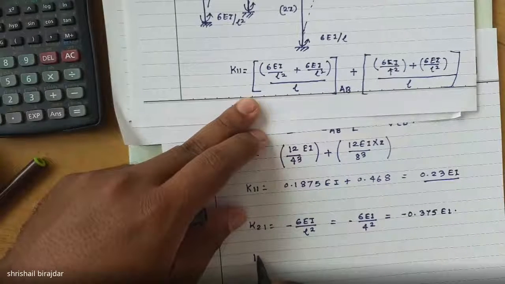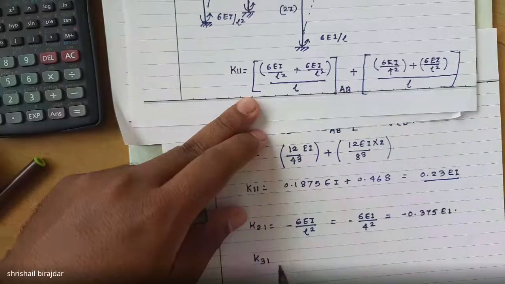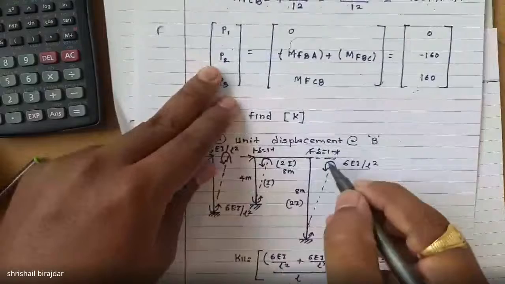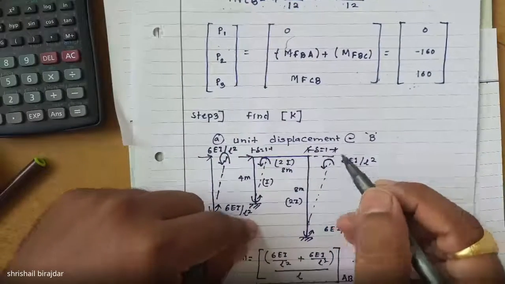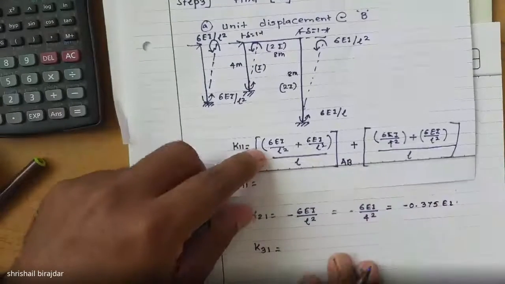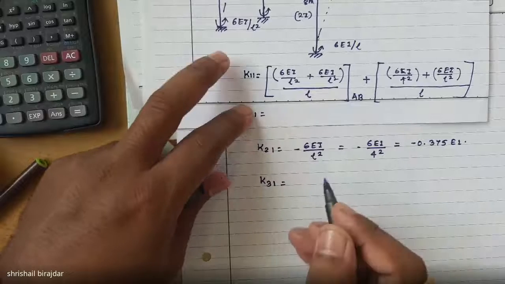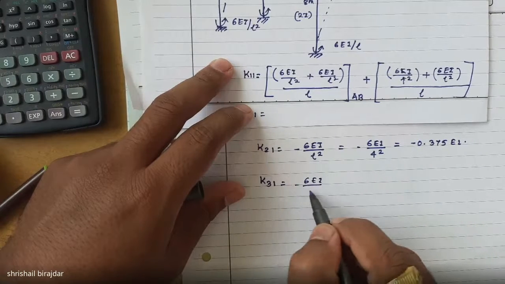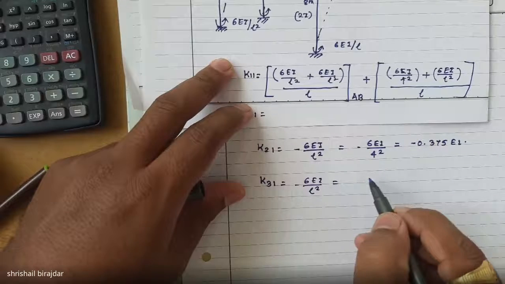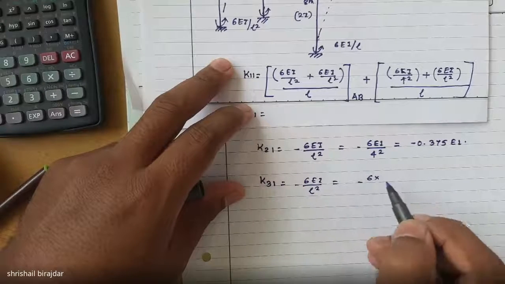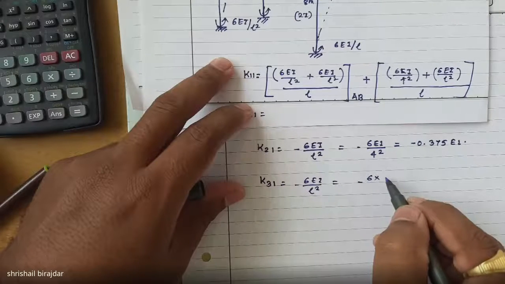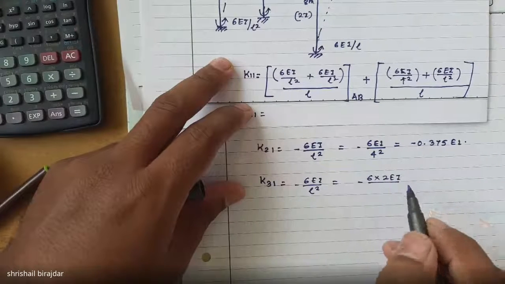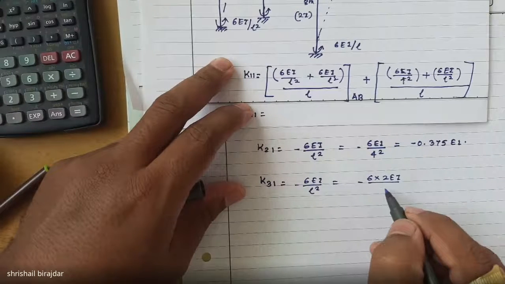Okay, then find out K31. Exactly this particular coordinate we have to refer for K31. Directly you just write down minus 6EI upon L square. But here it is 6 multiplied by 2EI divided by L square, which is 8 square.